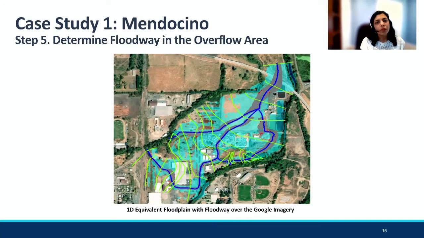So once we have a reasonable 1D equivalent floodplain, step 5, we determine the floodway in the overflow area using the standard FEMA methods and also discuss with the community so that we can make any required changes.